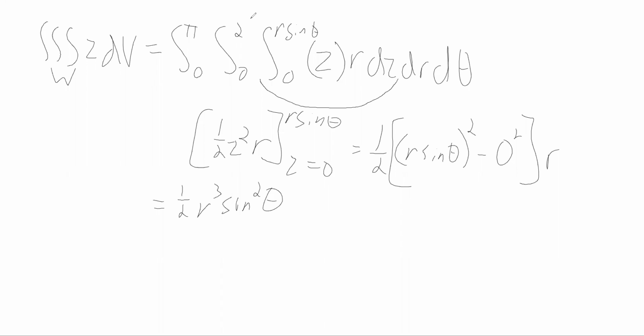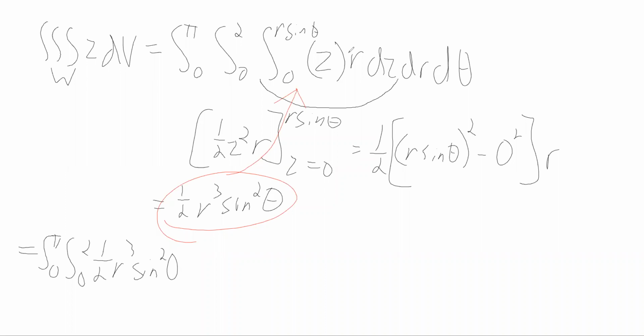So I'm going to go through this quickly. Plugging this in, we get the integral, theta goes from 0 to pi, r goes from 0 to 2, of 1/2 r cubed sine squared theta dr d theta.